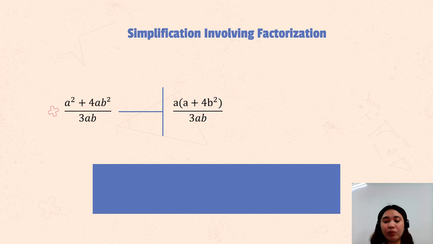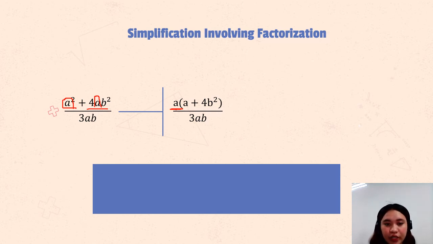So, pag sinabi natin common factor, makikita mo siya doon sa first term at saka doon sa second term. So yung first term natin is a squared. Then the second term is 4ab squared. So, ano yung nakikita mo dun sa first term na nandun sa second term? It is a. That's why we have a here. So, the common factor of the first term and the second term is a, kasi parehas silang may letter a. Okay?